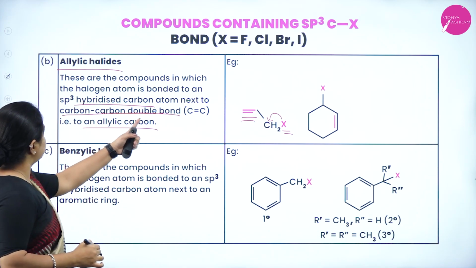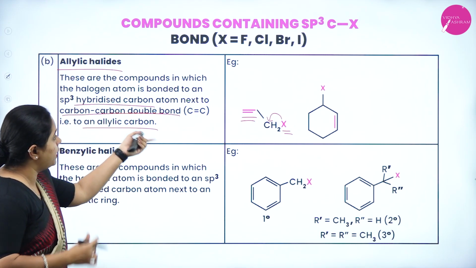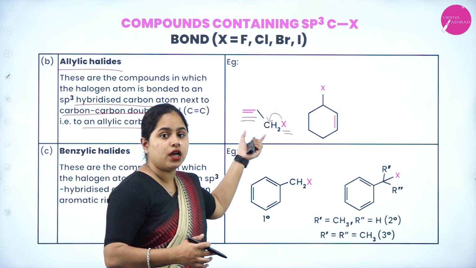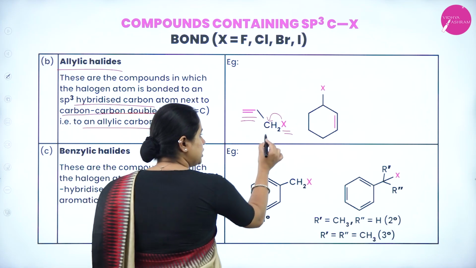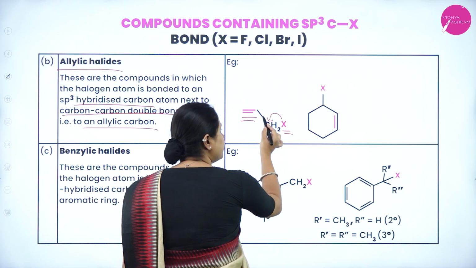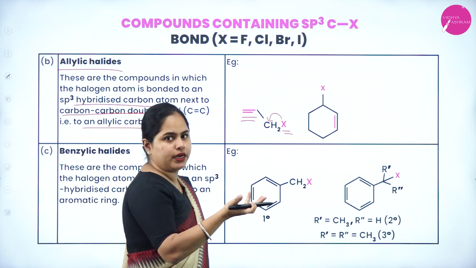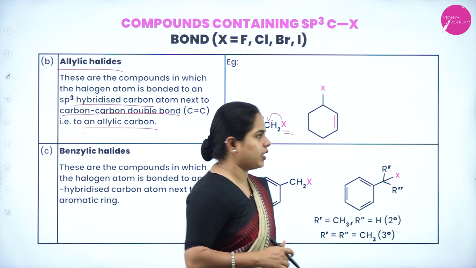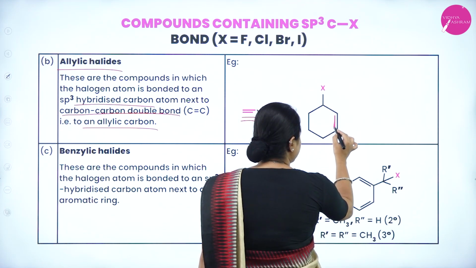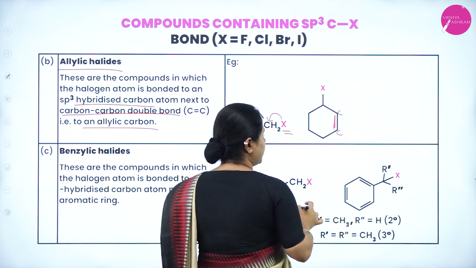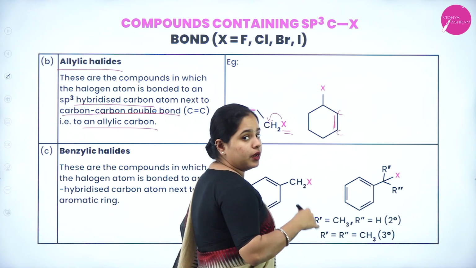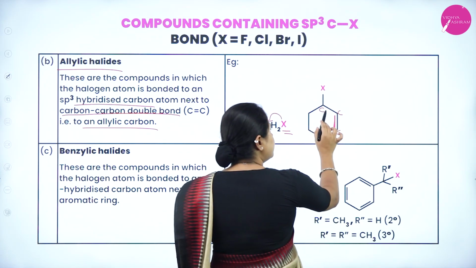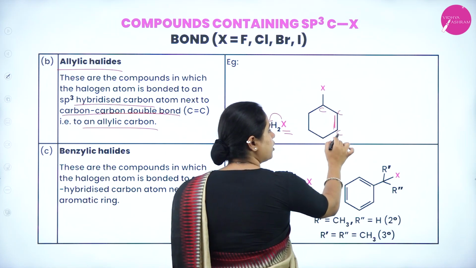As you can see here, it is bonded to an sp3 hybridized carbon next to a carbon-carbon double bond. It is not directly attached to the carbon-carbon double bond. The halogen is attached to a carbon which is next to a carbon-carbon double bond. I hope it is clear. Now moving on to the next example. From this example you can easily understand. The double bond is present here. Here is a carbon atom, here is another carbon atom. The double bond is present here, but the halogen atom is attached to this particular carbon atom, which is next to the carbon atom which is a part of the double bond.